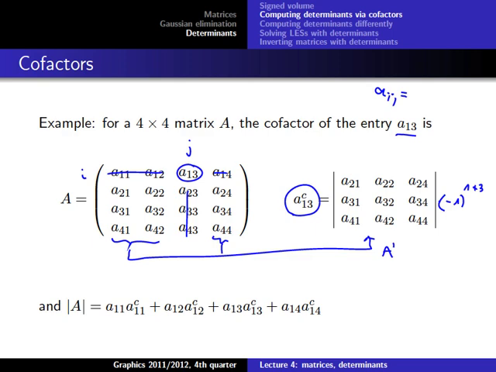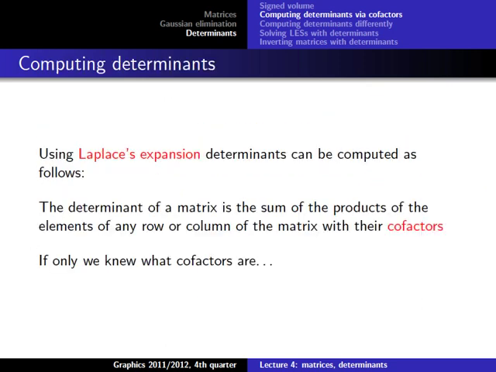So here, for example, we have our coefficient A13 multiplied with the cofactor that we just calculated. Then we do this for the other coefficients, and then we sum them up, and then we have our determinant.